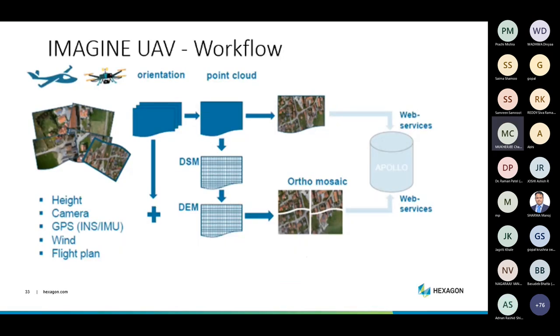Now we are talking about the Imagine UAV workflow. Now what is Imagine UAV? Imagine UAV is software to process drone data. With the help of Imagine UAV, you can process your drone data, and the process workflow is very simple. Once you acquire the data, you keep all the data as an input, and with minimum orientation, you will get the output as a point cloud, DSM, elevation data, and orthomosaic data. And for further processing through the server, you can crawl those data and publish them as a web service for future use.